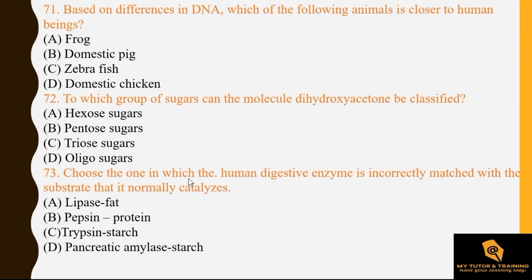Choose the one which of the following human digestive enzymes is incorrectly matched with the substrate that it normally catalyzes. A. Lipase, fat. B. Pepsin, protein. C. Trypsin, starch. D. Pancreatic amylase, starch.